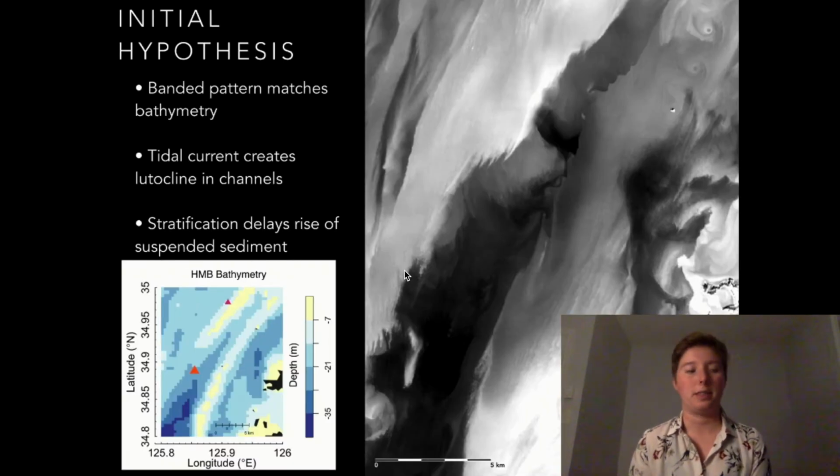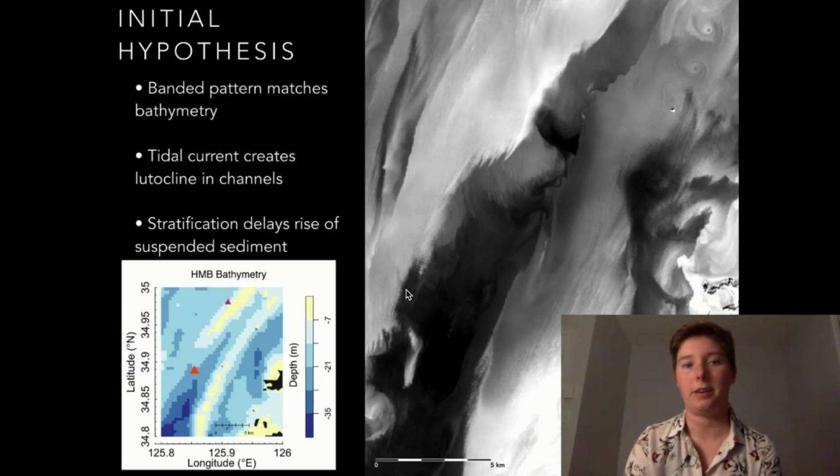Now, the initial hypothesis that we had was that the banded pattern that we can see here in these images matches the bathymetry. As we can see in this image here, this is another Landsat image. The areas where there's a lot more shallow, the shallower areas on the map have higher levels of suspended sediment. This is a Landsat image that's showing the red wavelength, or band 4 in the satellite. And over the ridges, there tends to be more suspended sediment at the surface that the satellite can catch with its camera than over the deeper channels.